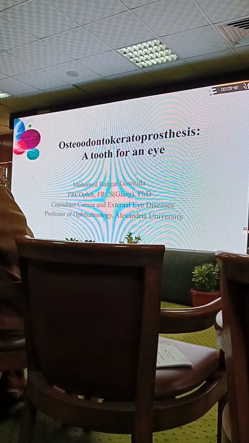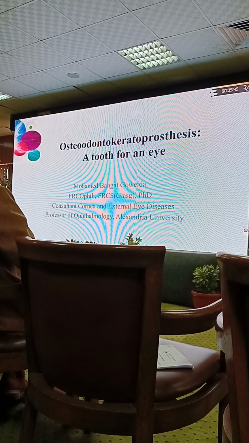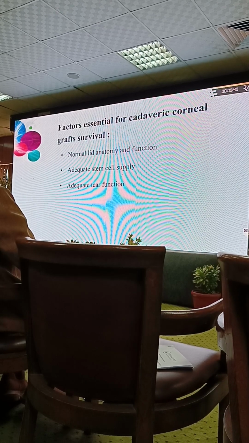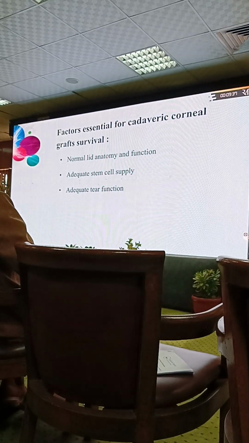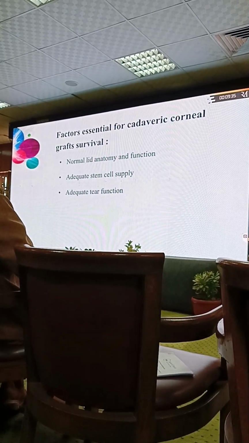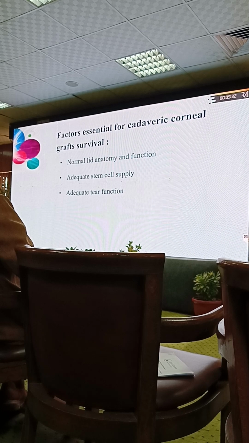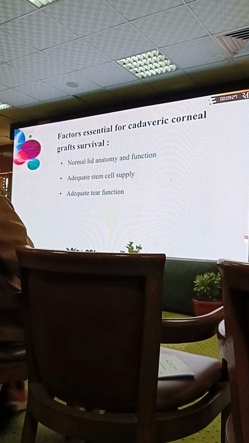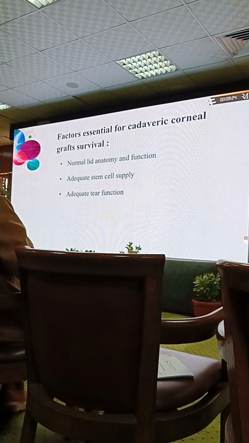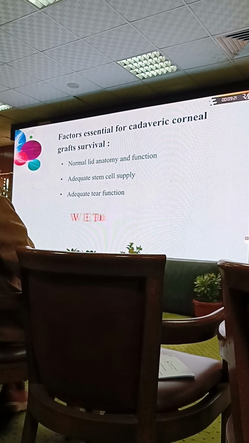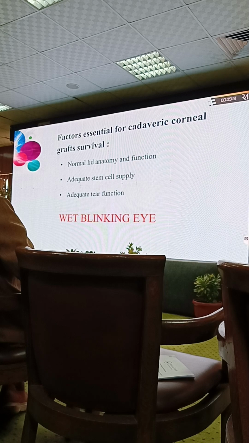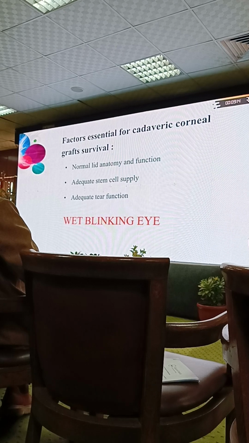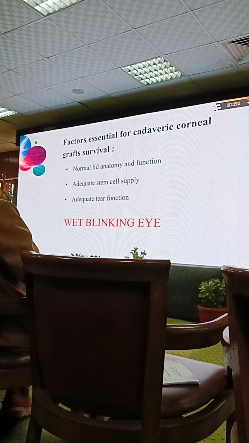As Professor Walid said, I will give a short presentation on how to use a tooth to save an eye. Before this, I would like to discuss the factors essential for cadaver corneal graft survival. You must have a normal lid anatomy and function, so normal blink mechanism, adequate stem cell supply, and adequate tear function. So we can summarize this as a wet blinking eye. If you don't have a wet blinking eye, then you cannot do the traditional cadaveric corneal grafts.